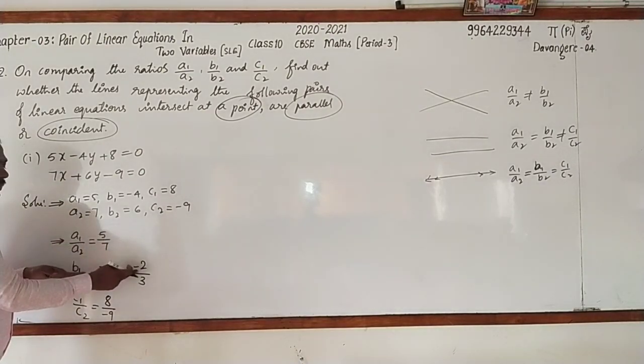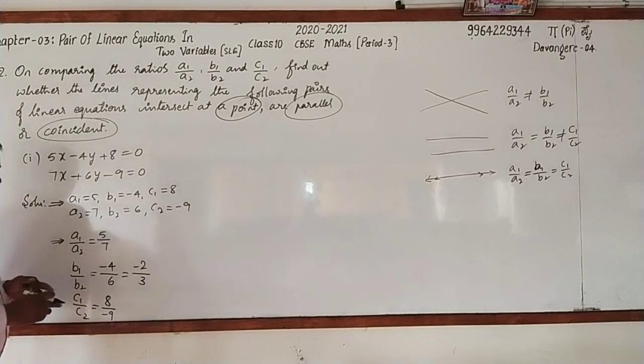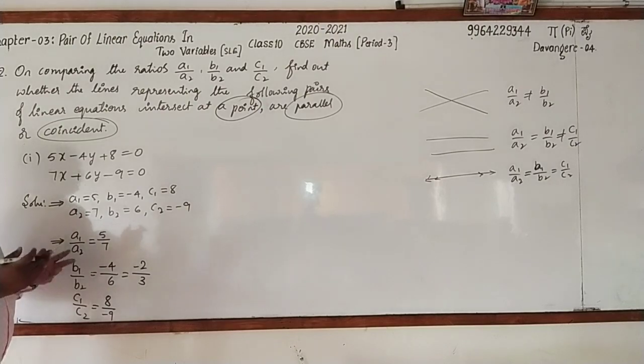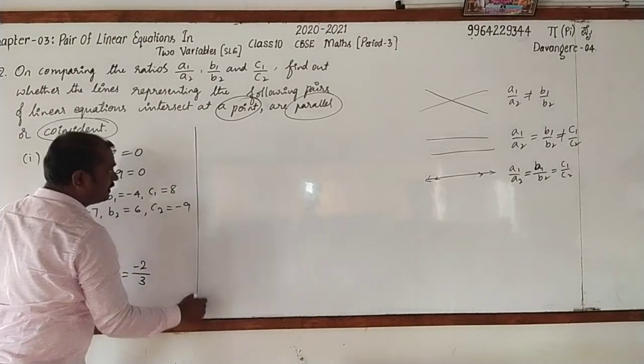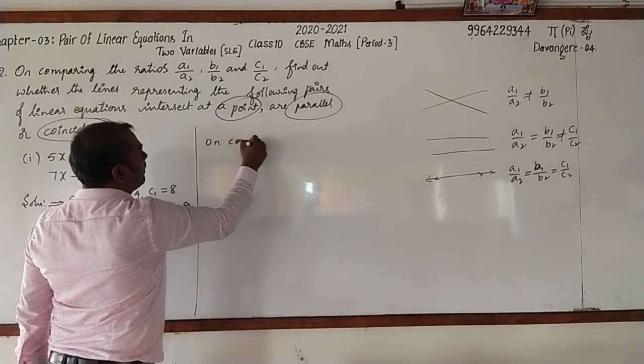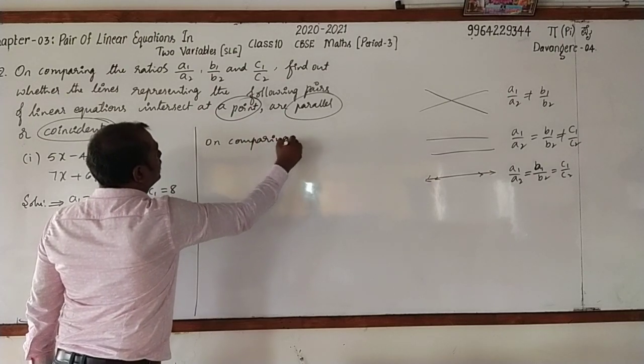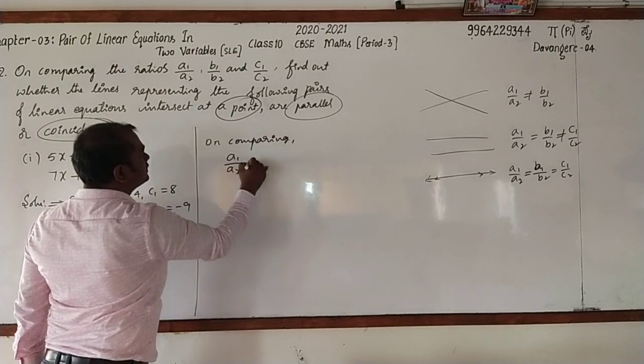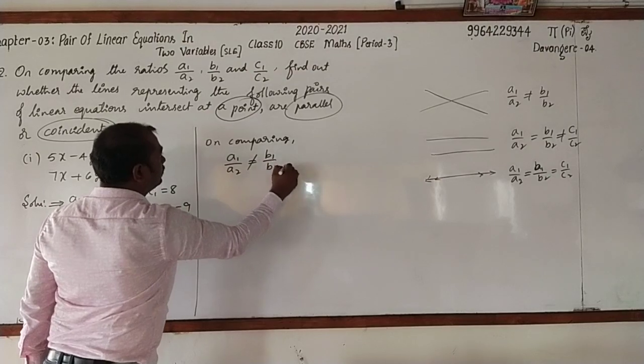Whether 5 by 7 is equal to minus 2 by 3? No. Then can we write A1 by A2 is not equal to B1 by B2? Yes. Here I will write them. On comparing, we can write A1 by A2 is not equal to B1 by B2.